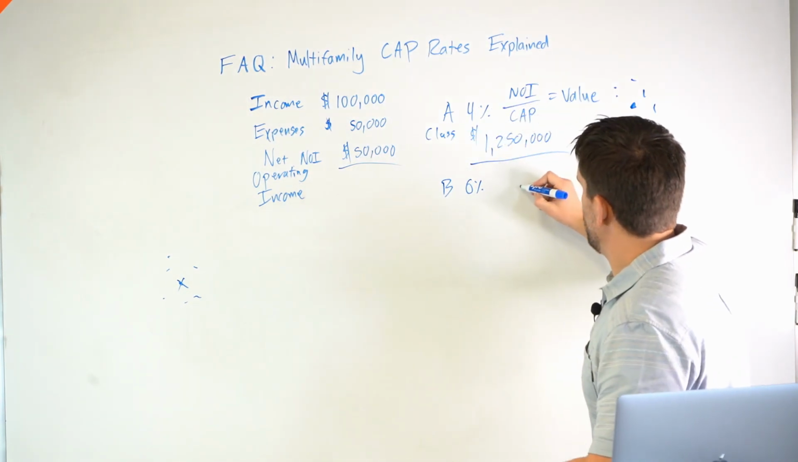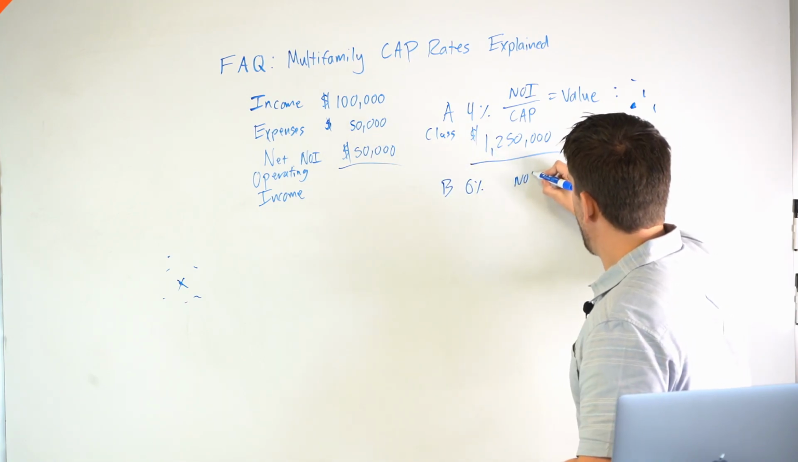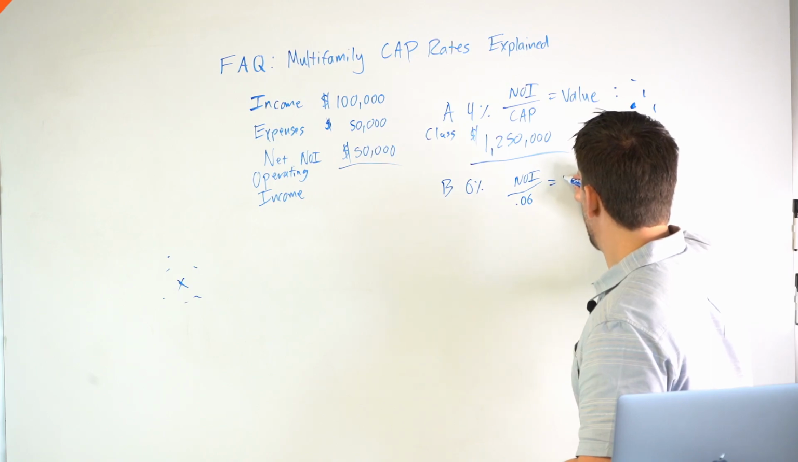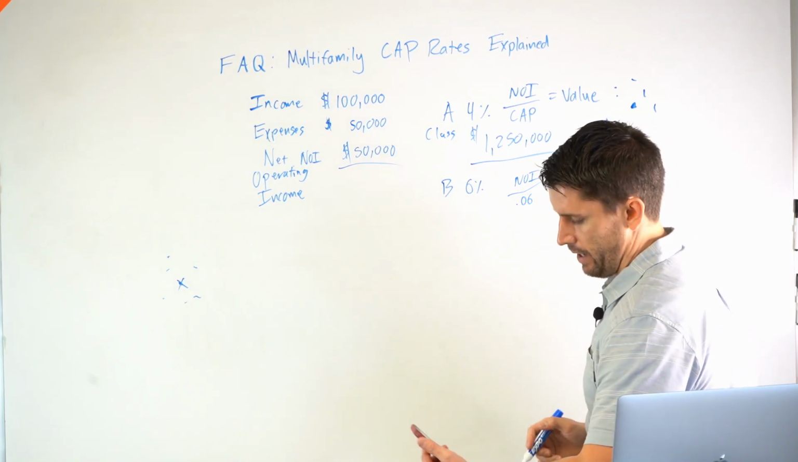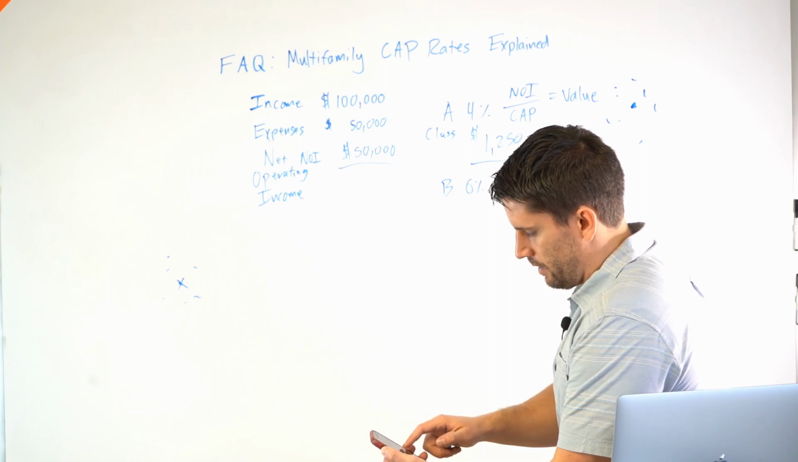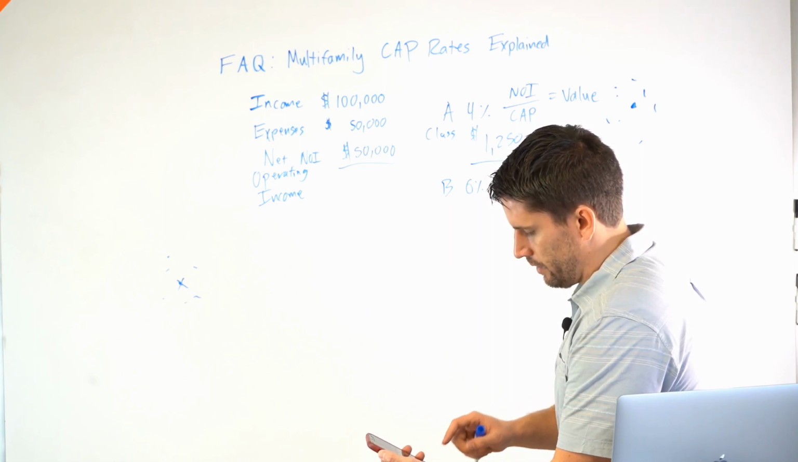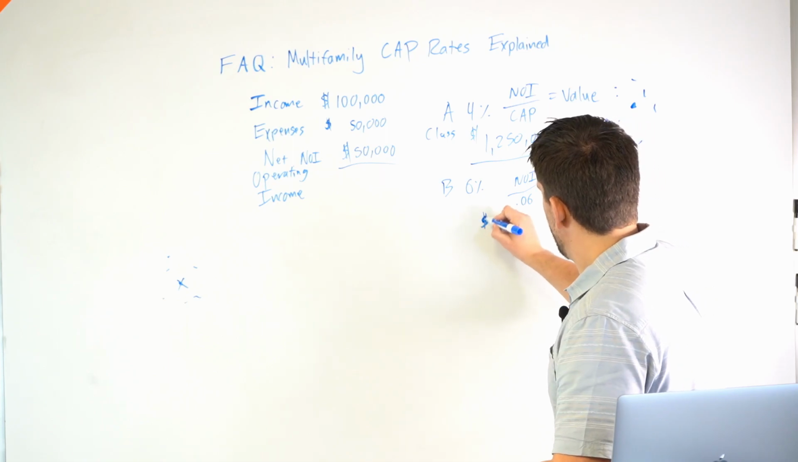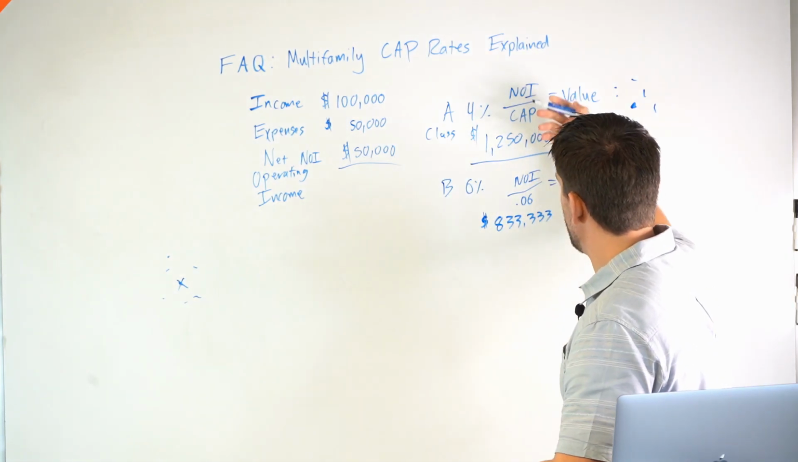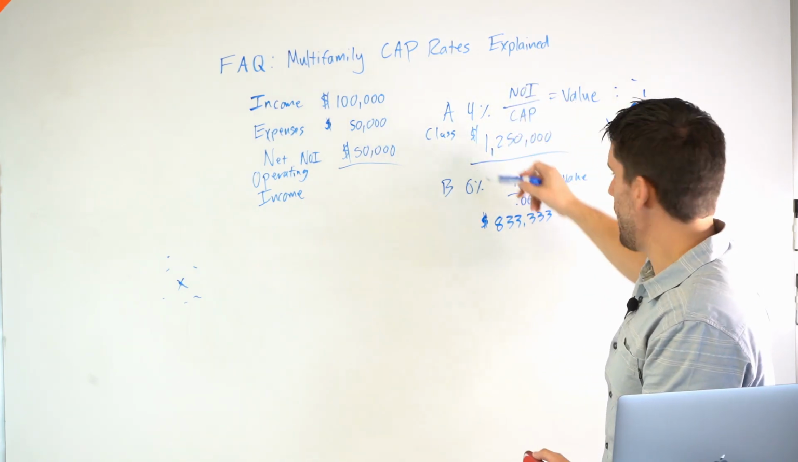So you take your NOI, 50,000, divided by your cap rate of 0.06, and that would be the value on it. So let's do that for fun. 50,000 divided by 0.06. So this one might sell for $833,333, right?